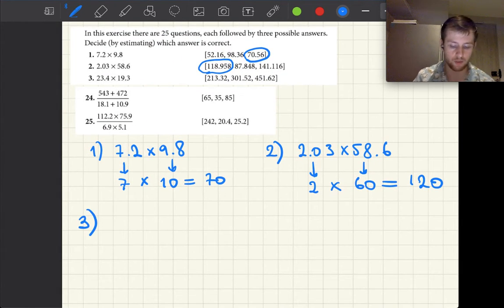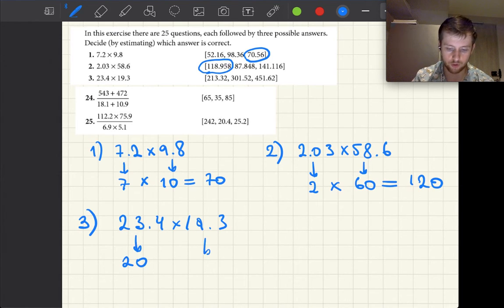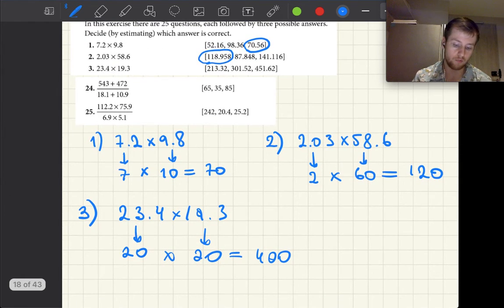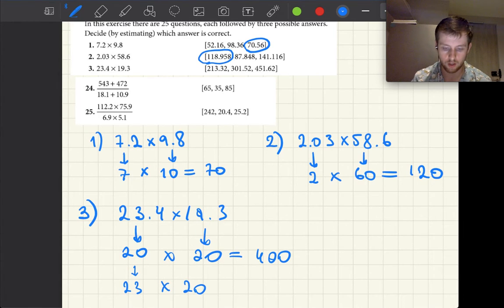Right, next one. 23.4 times 19.3. Again, very quick. I'm going to round this to the nearest 10, and this one also to the nearest 10. So the answer should be around 400. If there's any doubt, we can round this to 23 times 20, which is 460. So now there's no doubt this is the answer.